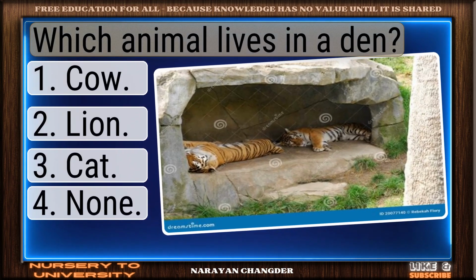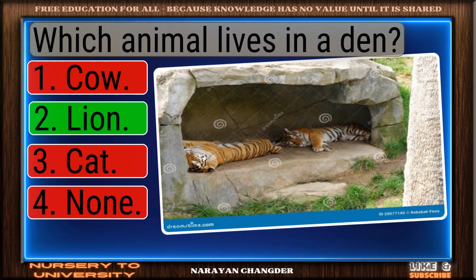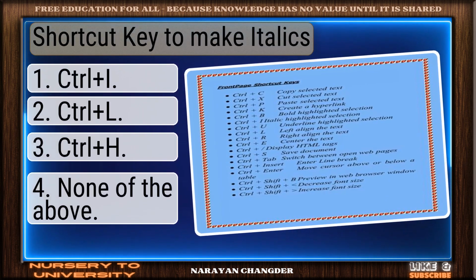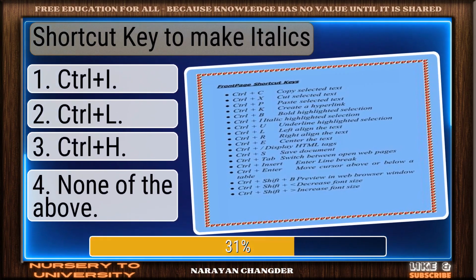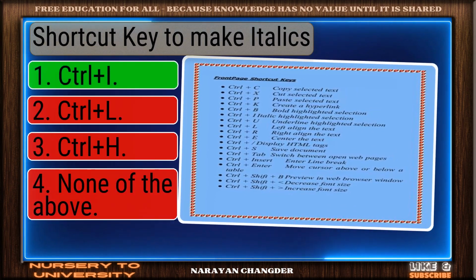Which animal lives in a den? Well done. Is the right choice. Shortcut key to make italics. Nicely done. Ctrl plus I is a solid answer.